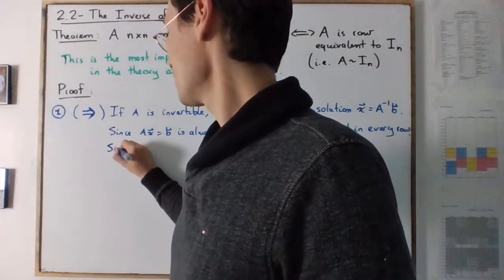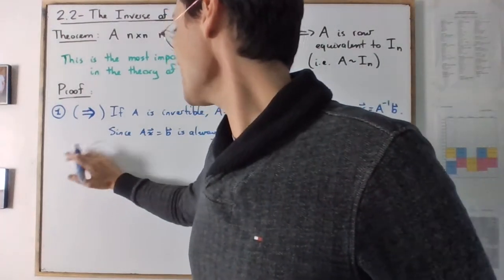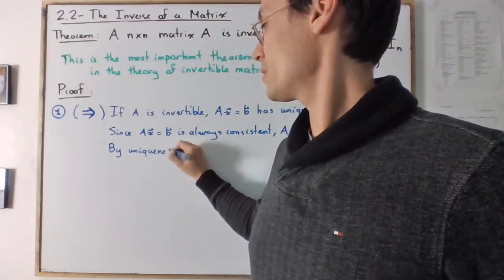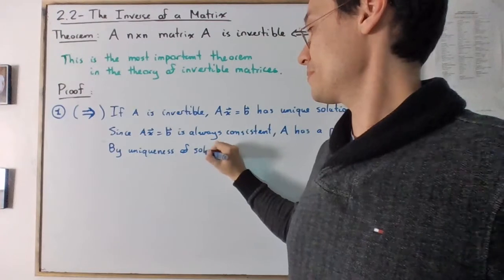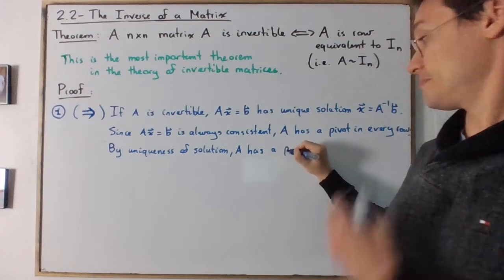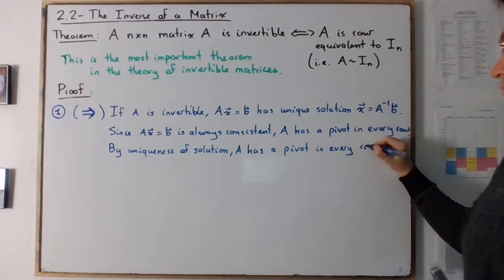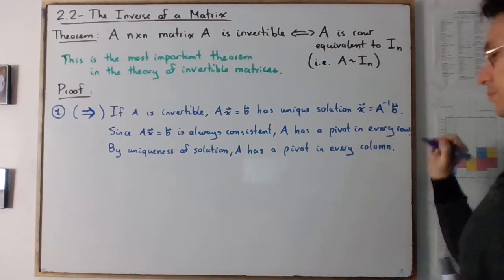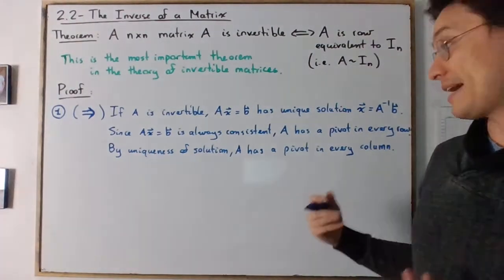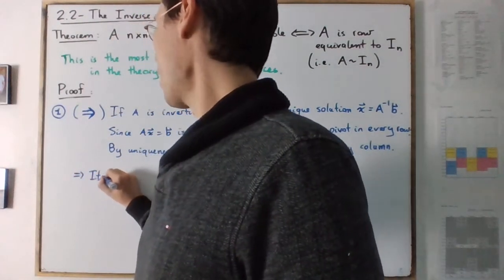However, we also know that the solution is unique. So by uniqueness of the solution, A has a pivot in every column. Okay, so what do we know about its RREF? What does it mean? So its RREF.